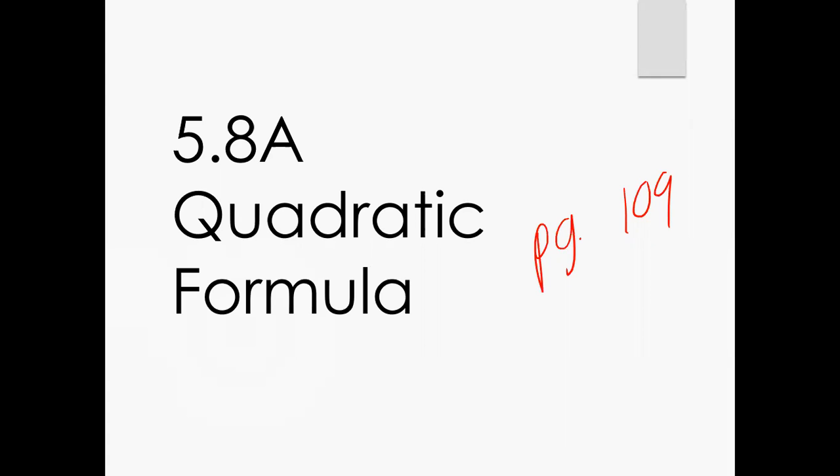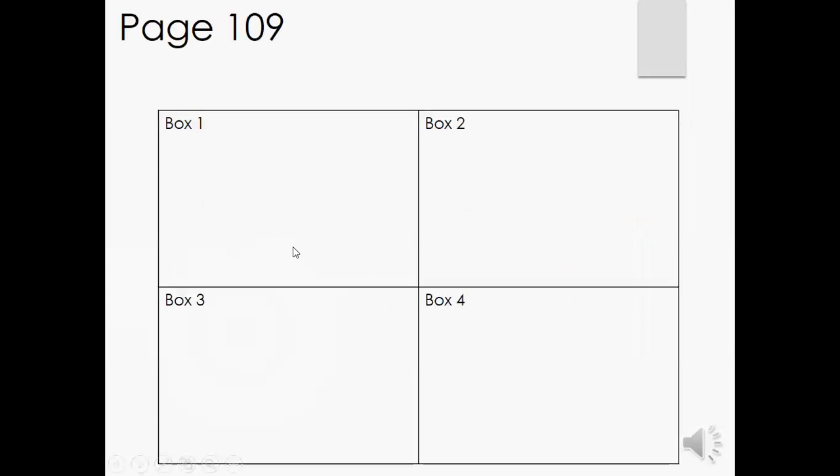All right, are we good? On page 109, divide it into 4 boxes, like the entire page. Don't just draw 4 tiny boxes in the middle of the page, which I've witnessed people do. You're gonna divide it into 4 boxes on page 109. I left the title up there for 2 minutes on purpose. 5.8a Quadratic Formula. And we name the box.